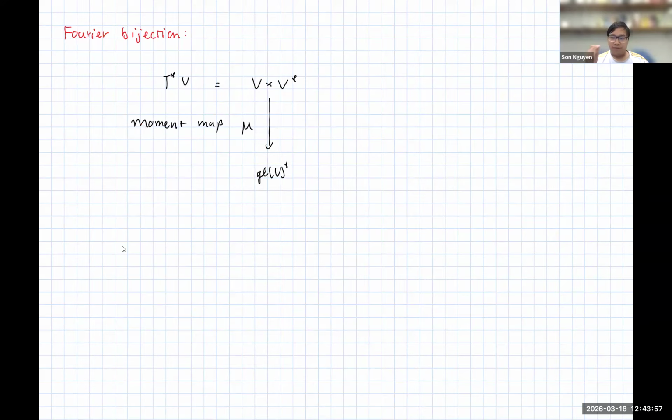And the story is you have V, you take a cotangent bundle, which is V times V dual, and you get the moment map because you have an action of GL(V). So you take the moment map to GL(V) dual, and you can take the inverse image of 0. The inverse image will have some irreducible components. And a fact is that these irreducible components are indexed by GL(V) orbits in V.